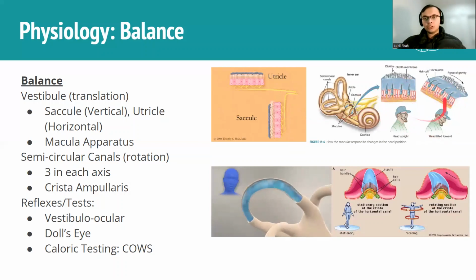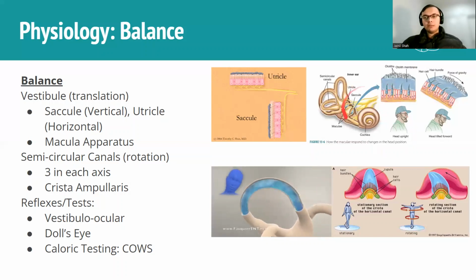This is the macula. It has a similar structure. It has a bunch of hair cells on it, then a membrane on top, and then these stones, otoliths, which are ear stones, that sit on the membrane. The stones are probably the most important part because they get pulled down by gravity. So let's say you were to tilt your head forward. Gravity would pull those stones down and therefore deflect the membrane down and therefore deflect the hair cells, which is picked up as a forward movement by your macula in this case.